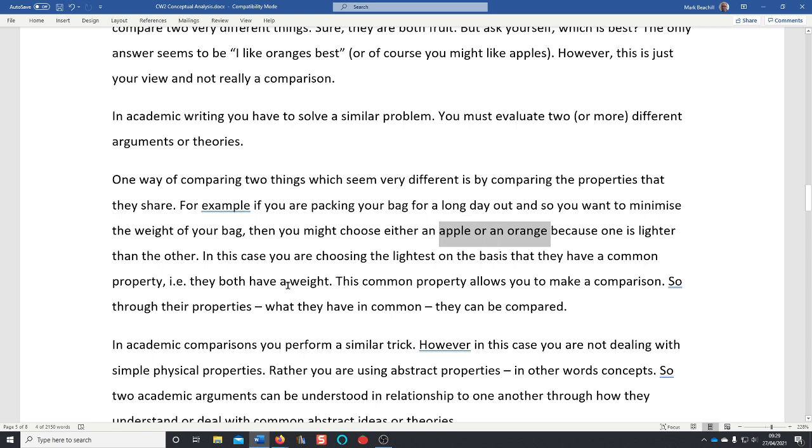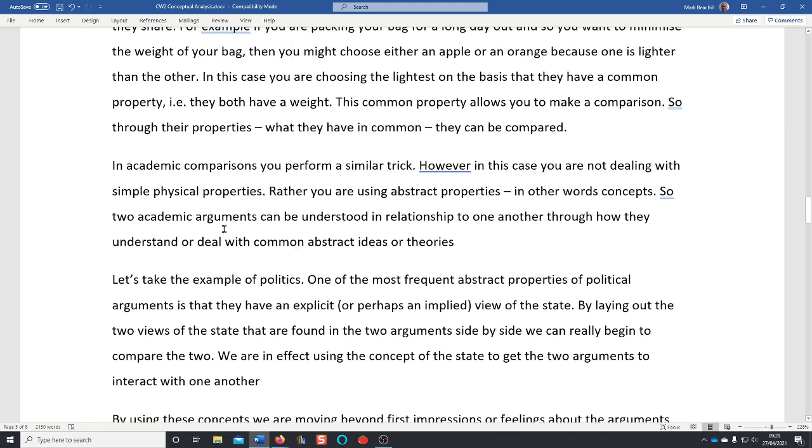They've both got weight. Another might be, for example, how thirst quenching they are. If you think it's going to be a hot day, you might choose an orange even though it's heavier. So it's a common property that allows you to make a comparison which is not just subjective, it's through common properties. And this essentially is what we're doing when we're doing an analysis. We're bringing out properties like what's the problem, what's the solution, etc.